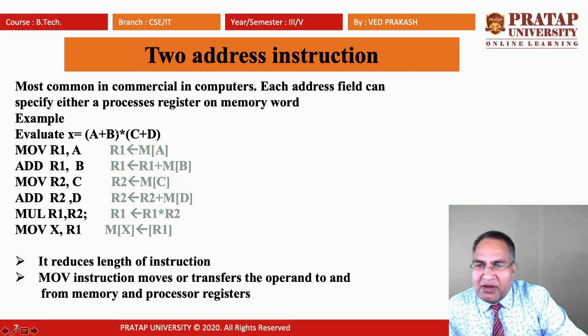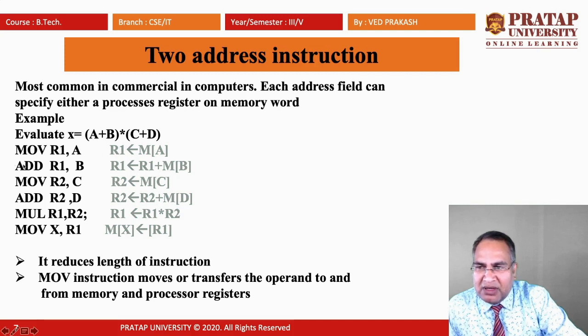Now, we again use this familiar example X equals A plus B multiply C plus D, and we have to perform this expression using the two address instruction. So, we use move. The move in the three address instruction behaved like a three address instruction, and move again here will work like a two address instruction because we use here two parameters, R1 and A. So using A, the contents of memory location A are moved into the register R1.